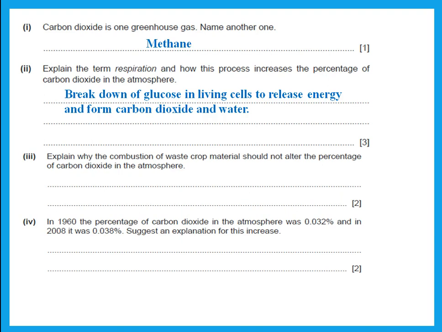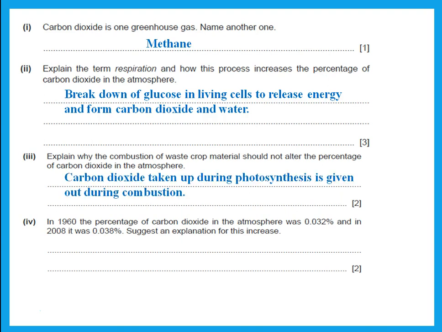Crops are plants. And what did plants do while they were growing? They took in carbon dioxide for photosynthesis. So the idea of plants is, plants take in carbon dioxide for photosynthesis, so when they are burnt and release the carbon dioxide, it is as if they did not affect the net amount of carbon dioxide in the air. So the carbon dioxide taken up during photosynthesis is given out again during combustion, so they didn't actually use up or add any more carbon dioxide to the air.